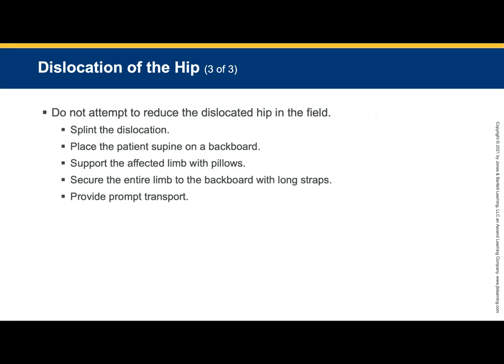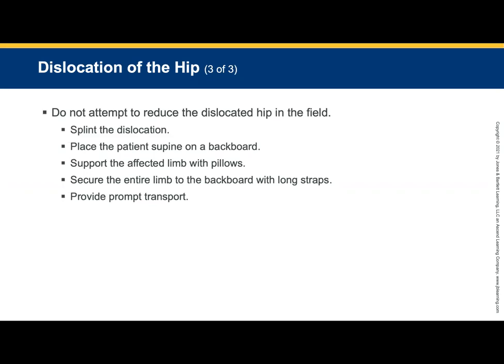As with any other extremity injury, do not attempt to reduce the dislocation in the hip in the field unless medical control directs you to, because there may be an underlying issue due to distance of transfer, unable to fly. There may be some reasons, but that's a medical control call only. Splint the dislocation into position of deformity and place the patient on a spine board.